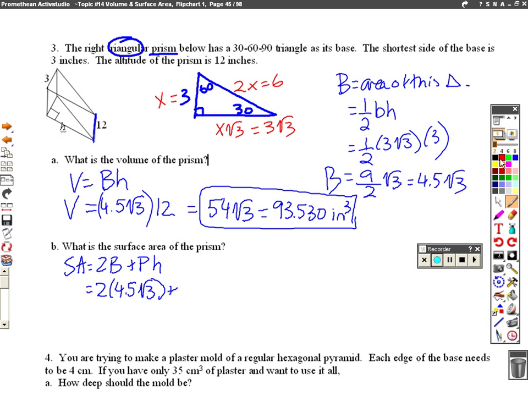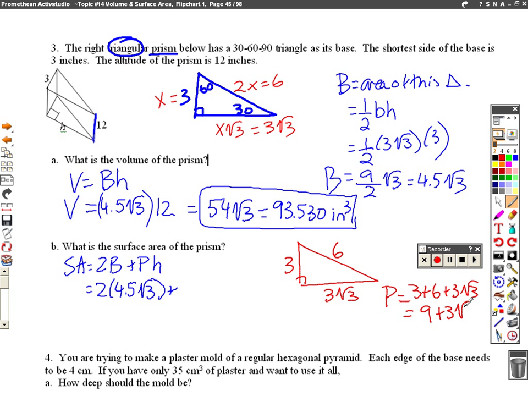So let's look at our triangle again. Right, we have a 3. This is 6, and this is 3 root 3 triangle. So the perimeter of this triangle will be 3 plus 6 plus 3 root 3. That's the same thing as 9 plus 3 root 3. All right, that's our perimeter. 9 plus 3 root 3 times H being the height of the whole prism again, which is 12.